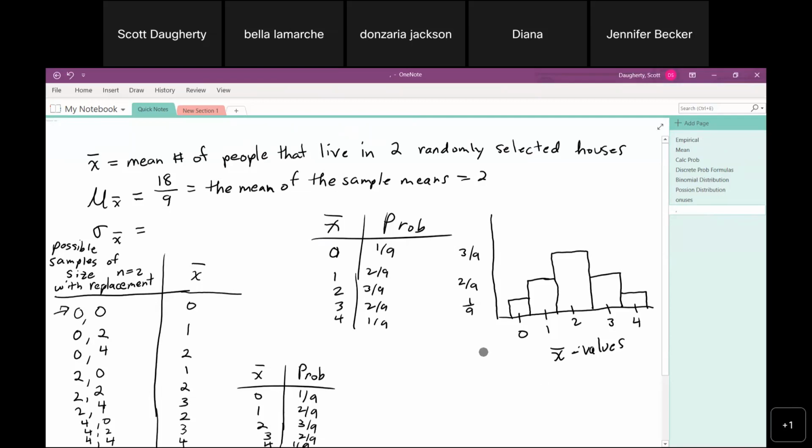And so what kind of shape does our histogram have? Bell-shaped. Right? This is what we call bell-shaped. This is a perfect bell-shaped distribution. It's symmetric about the center. It goes from 1 out of 9 to 2 out of 9 to 3 out of 9. It peaks there. That's the peak of the bell. And then it goes back to 2 out of 9, just like it was over here, and then back to 1 out of 9 over here. This is a perfectly bell-shaped distribution. So the distribution of X bar is bell-shaped or normal.